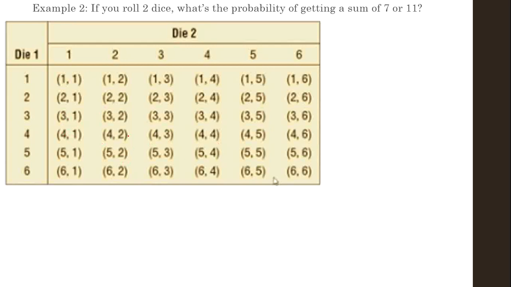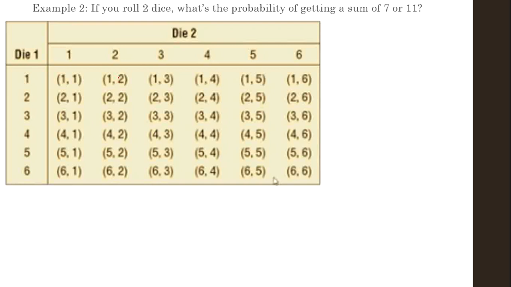Because the 2 dice are independent of each other, you have to include the 2 being rolled on the first dice and the 1 being rolled on the second dice, and the reverse. So the 1 being rolled on the first dice and the 2 being rolled on the second dice. So the question is, what's the probability of getting a sum of 11 or 7?